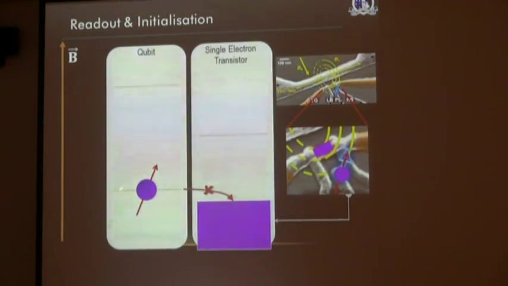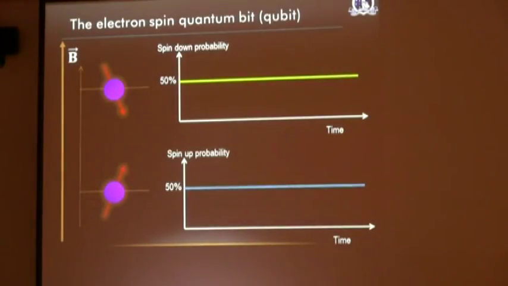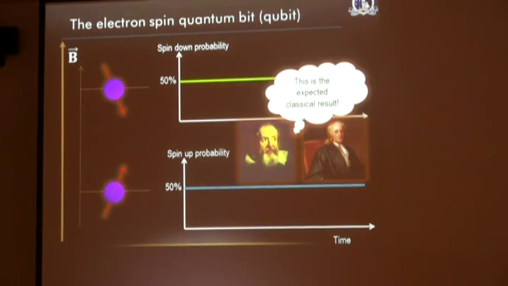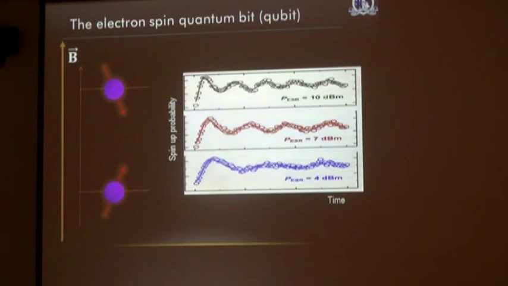And if it's already in the ground state, there's nowhere for it to go, and you don't get a flow of current. So if this was a classical system, every time you measured it, you'd get a 50% probability of being spin down and 50% probability of it being spin up, just at random. And Galileo and Newton would be pleased. That's the classical result. But when we do the experiment, we don't see that.